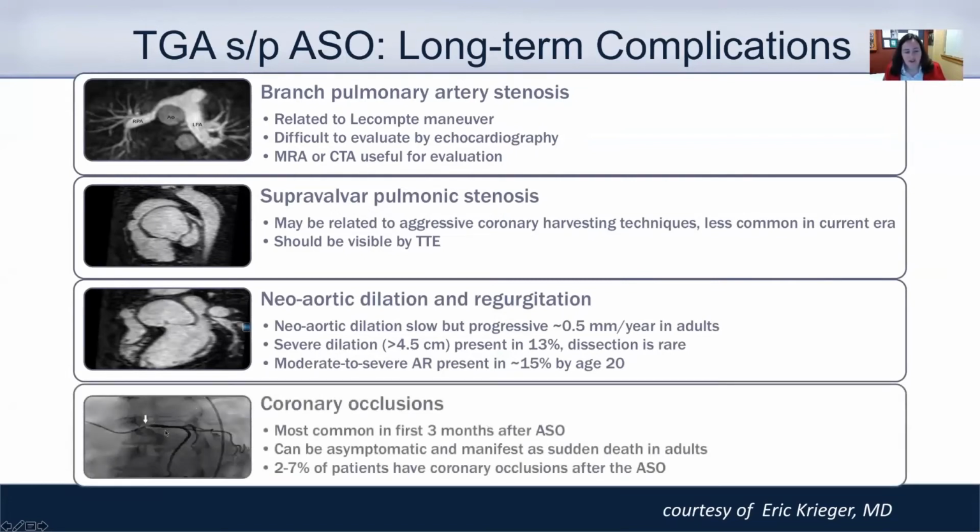And then lastly, and very importantly, patients can also have coronary occlusions as those coronaries were reimplanted. This is most common early after the surgical experience. However, with our imaging, we're always going to look at not only the proximal coronary artery courses, but also pay specific attention to left ventricular wall motion, ensuring that there are no regional wall motion defects.